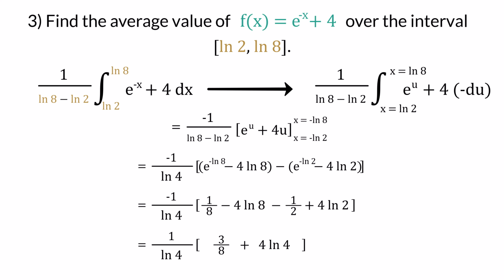We divide by the length of the interval, so we will do the natural log of 8 minus the natural log of 2. Again, using our log properties, our exact answer will look like 3/8 plus 4 times the natural log of 4, all divided by the natural log of 4.